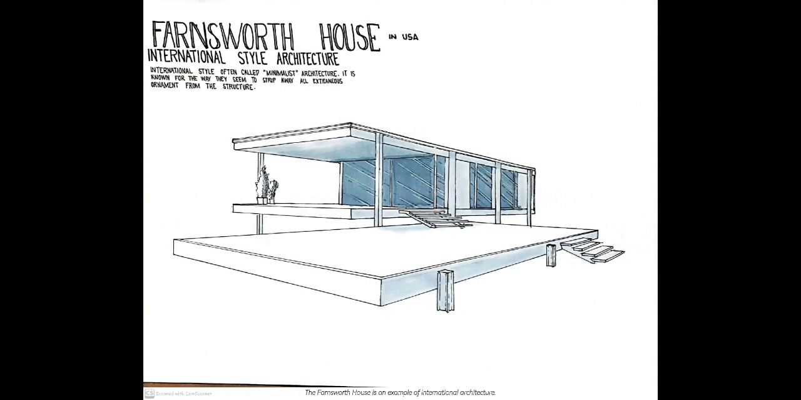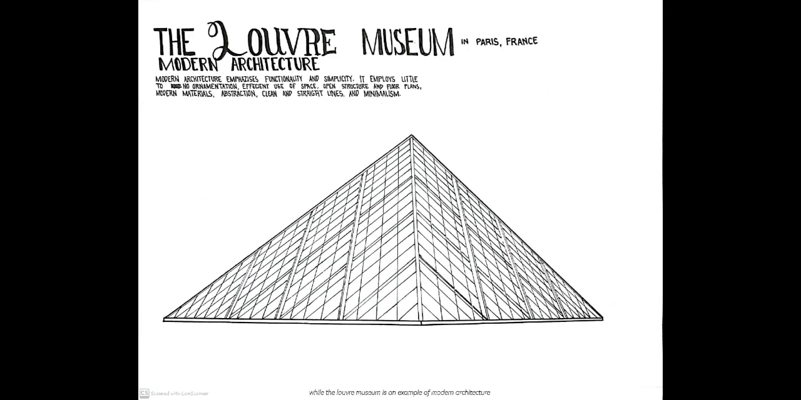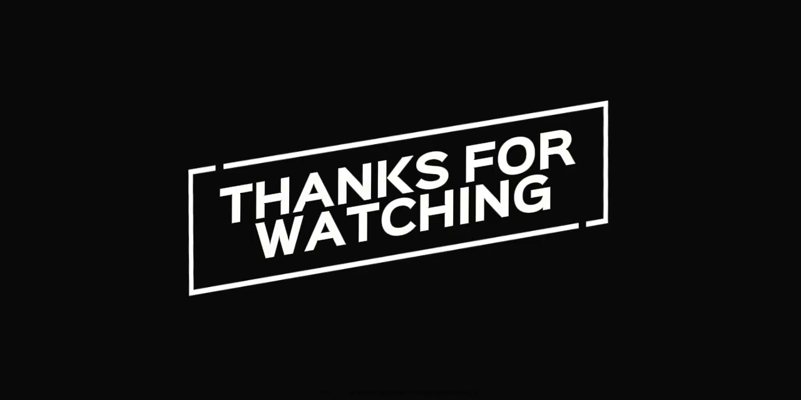The Farnsworth House is an example of international architecture, while the Louvre Museum is an example of modern architecture. Thank you for seeing my plates and history of architecture too.